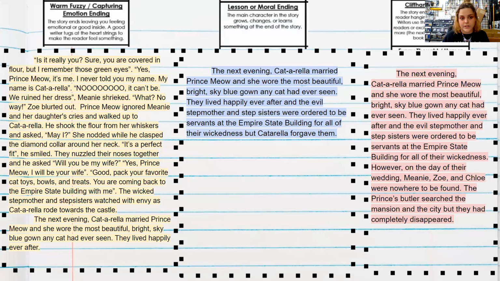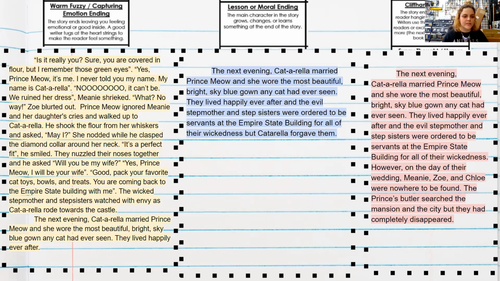Prince Meow ignored Meanie and her daughter's cries and walked up to Catarella. He shook the flour from her whiskers and asked, May I? She nodded while he clasped the diamond collar around her neck. It's a perfect fit, he smiled. They nuzzled their noses together and he asked, Will you be my wife? Yes, Prince Meow, I will be your wife. Good. Pack your favorite cat toys, bowls, and treats. You're coming back to the Empire State Building with me.